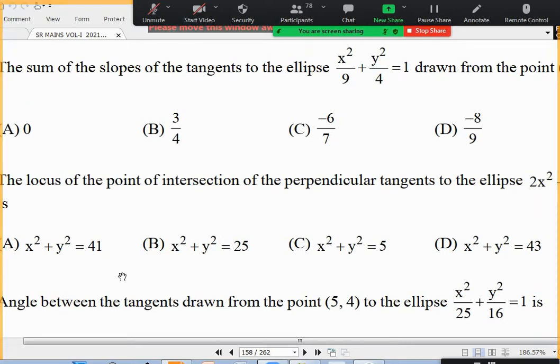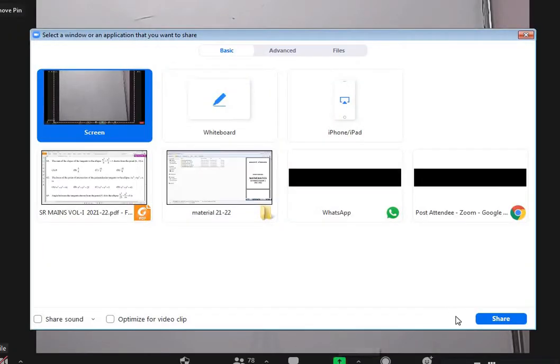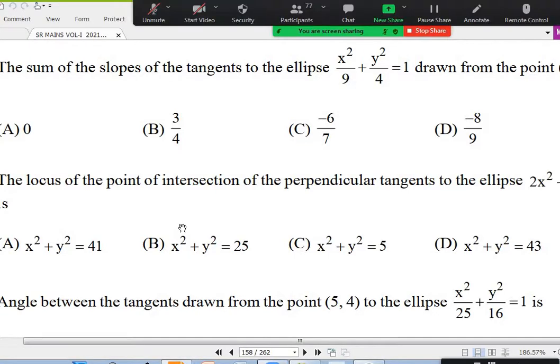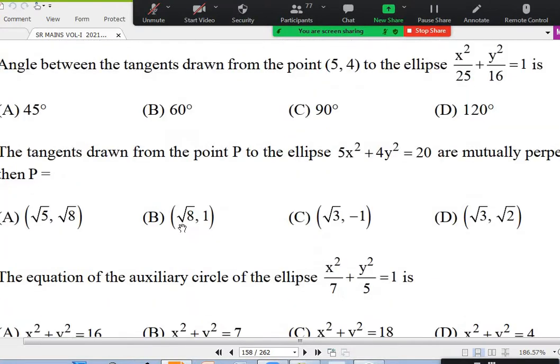Any doubt about 61 or 62? No doubts. Okay. 63 or 64? Any doubt? Sir, 63.